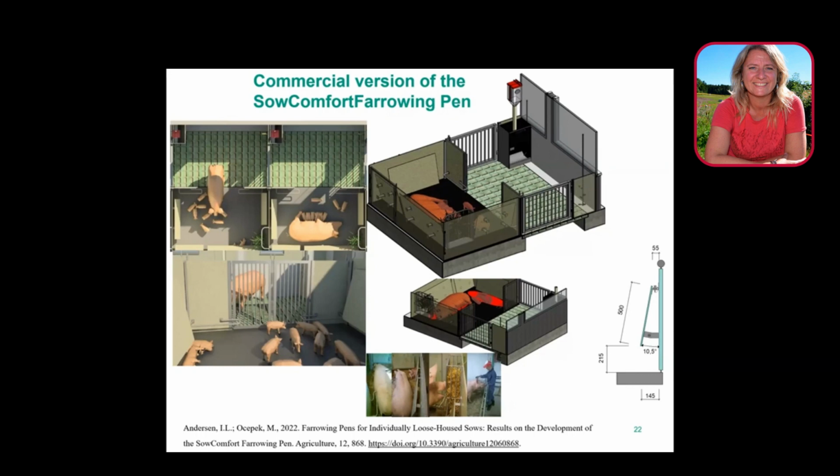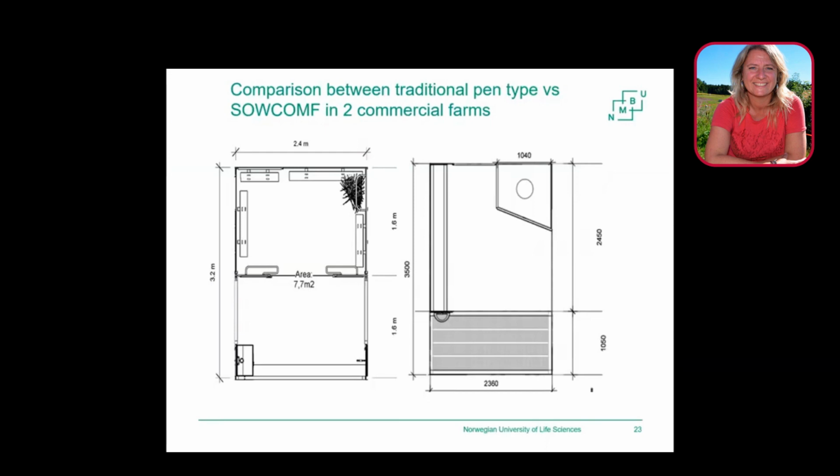And then we have tested this pen in some commercial farms. And it's now published in the journal Agriculture in 2022. And among others, we have compared a traditional pen, one out of many in Norway, and compared the sow comfort pen. We call it the sow comfort pen because the aim is, of course, to create a pen that satisfies the behavioral needs of the sow and makes her comfortable to be able to take care of her young.